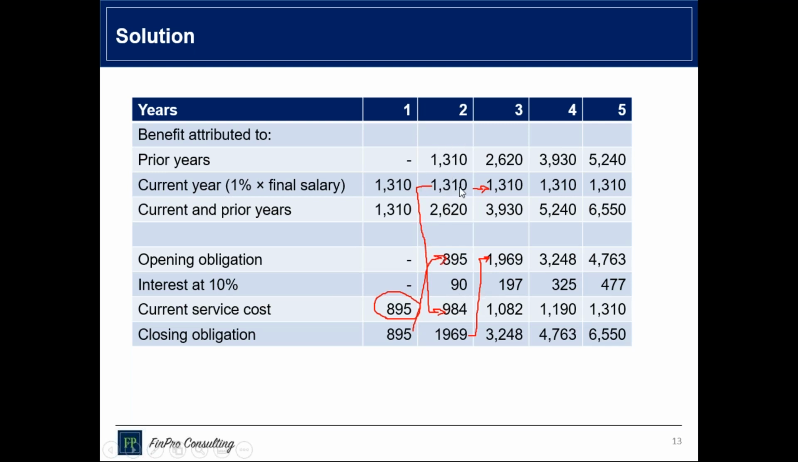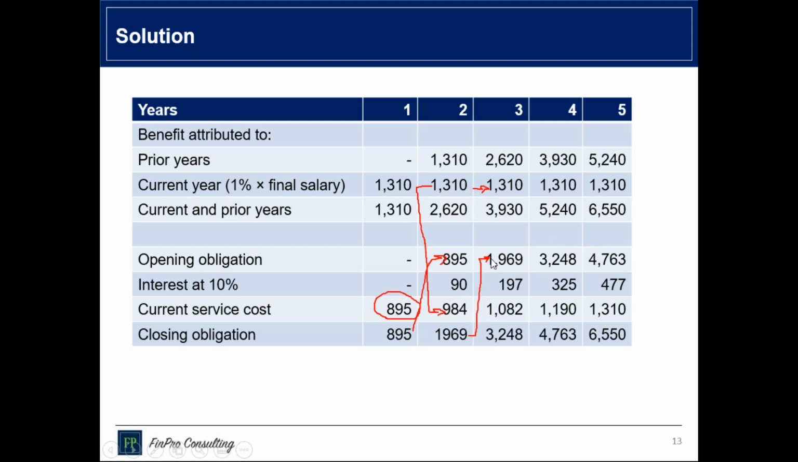Then for the second year, again, I am liable to pay 1310. Now, if you discount it for the remaining tenure, it will come to 984. So the closing balance is opening obligation of 895, interest at the rate of 10%, which is 90, and current service cost, which is 984. So the total obligation is 895 plus 90 plus 984, which is 1969. So this will continue till the end of the 5th year.